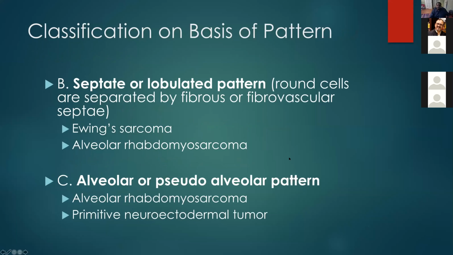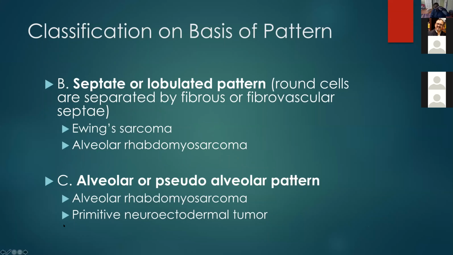Or you can have a septate or lobulated pattern. The classic example of lobulated pattern of round blue cell is alveolar rhabdomyosarcoma. In fact, the word alveolar means it is arranged in alveoli, like in the lungs, which means in small compartments or air sacs, or at least some sort of empty spots. Then comes alveolar or pseudo-alveolar pattern. Again, of course, alveolar rhabdomyosarcoma. And then there is this old tumor known as PNET.